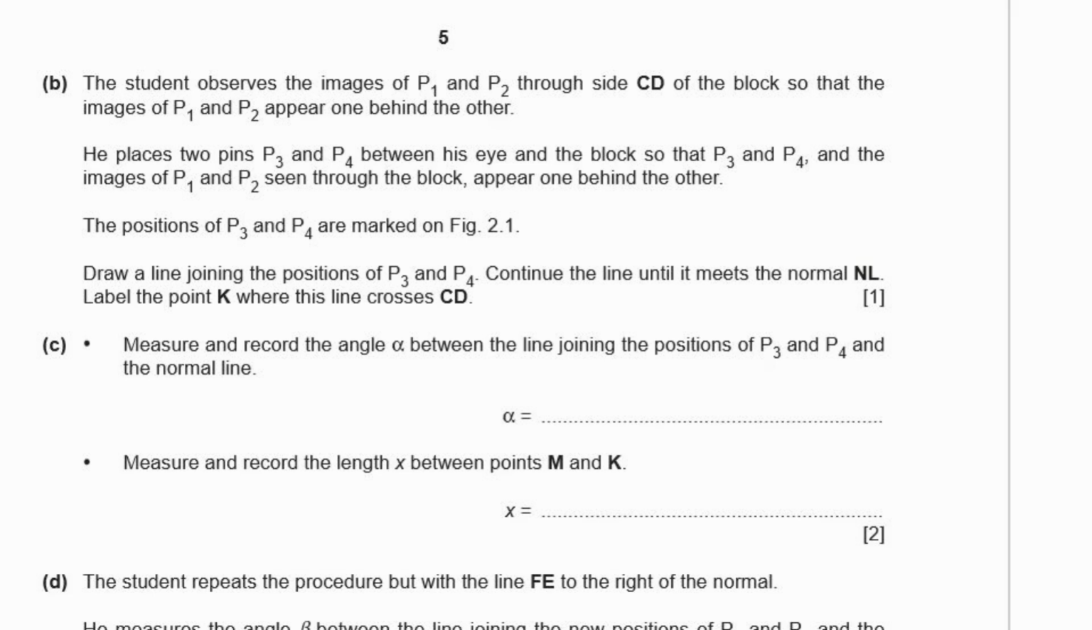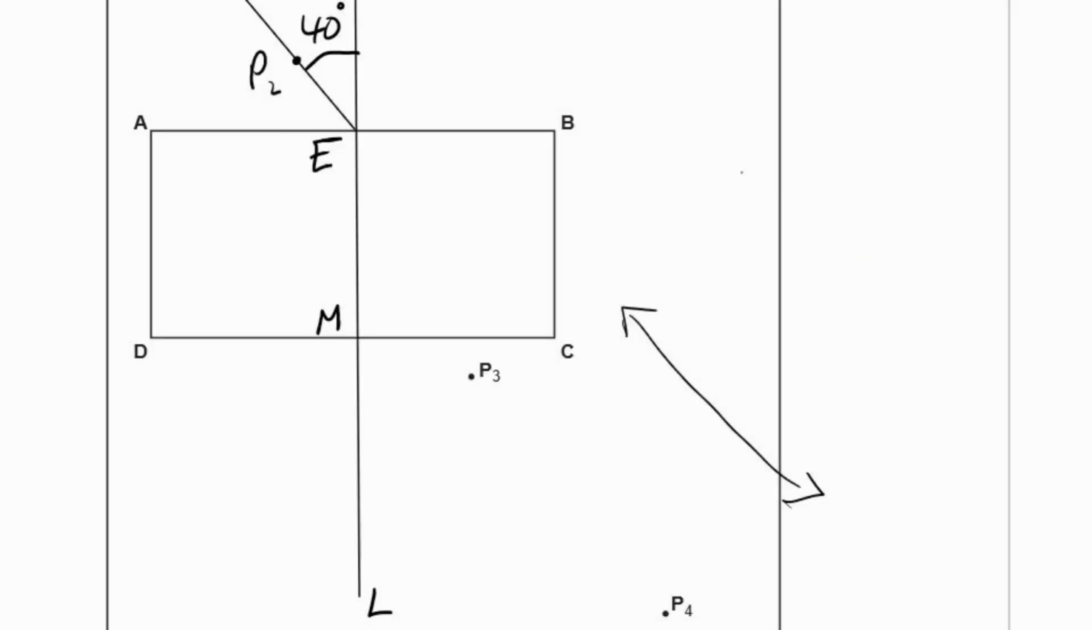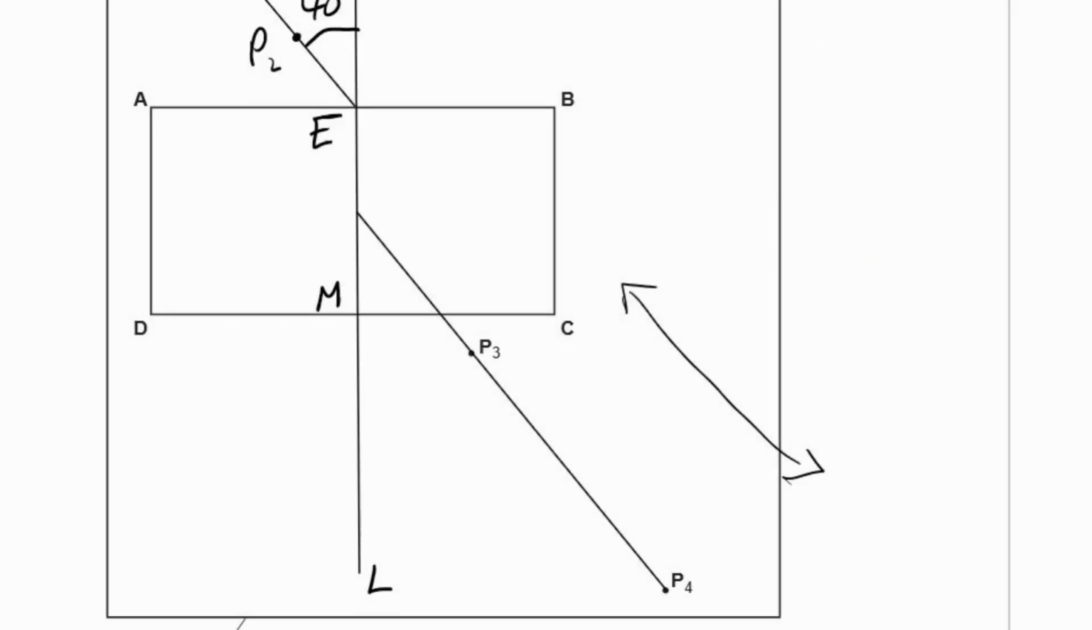Draw a line joining the positions of P3 and P4 and continue the line until it meets the normal line NL. Label the point K where it crosses CD, so let's do that. There we are, so we've drawn the line that goes all the way up till it meets the normal, and now we have to label the point K where it crosses the line CD.